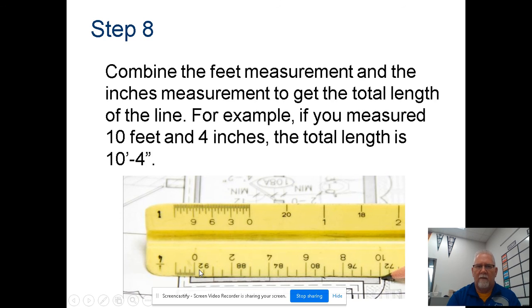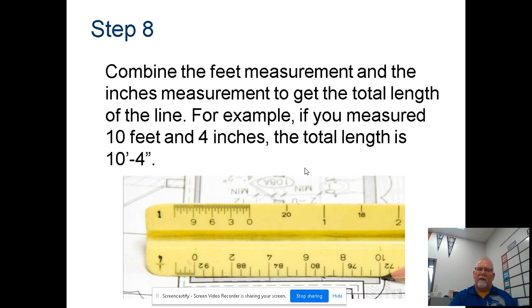Okay, so marking that, they're going to call it 4 inches in this case. I suppose we could kind of call it 4 inches for that little mark there. Hard to see in the PowerPoint. But if we combine the feet measurement and the inch measurement to get the total length of the line, the example that you measured is 10 feet and 4 inches. Total length in architectural notation, remember that, is 10 feet hyphen 4 inches, pronounced 10 feet 4 inches.